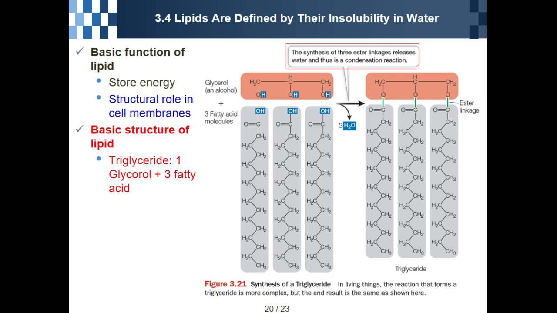They have OH on the glycerol. After that, this is the fatty acid. So finally they have a carboxyl group, and a carboxyl group, and a carboxyl group. After that, they will make the triglyceride like this. This is called an ester linkage. Between them, they will make the ester linkage.